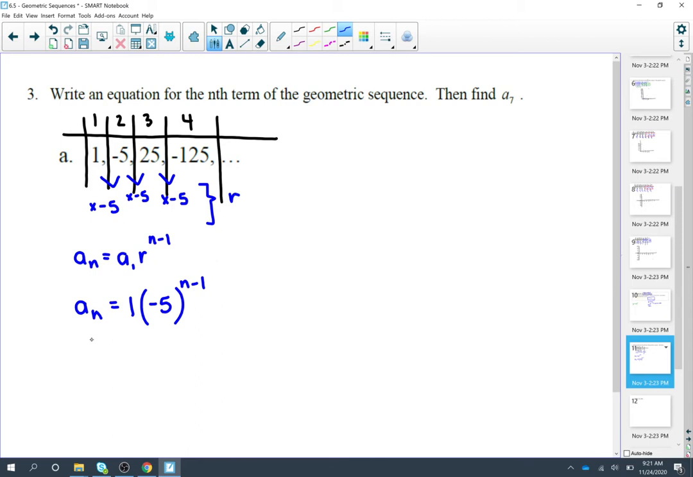Then if we want to clean that up, we've got a sub n equals. You don't really need a 1. You can leave it there. I won't mark it wrong. Negative 5 to the n minus 1. And here you have to have parentheses because this whole thing is being raised to a power. Don't drop your parentheses. That is your formula that will give you any number in the pattern.